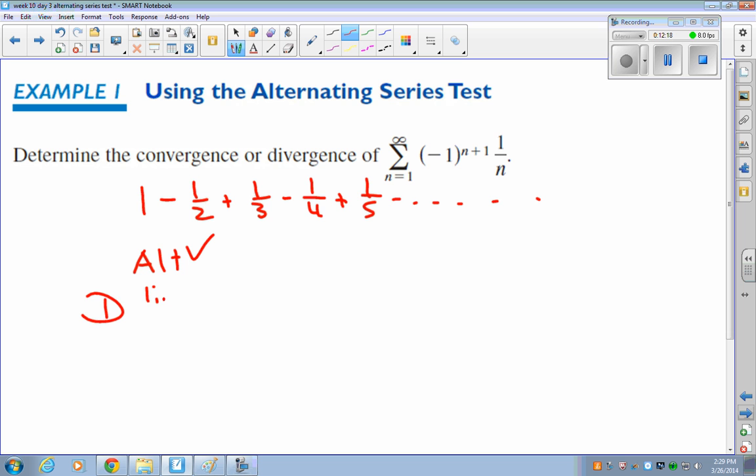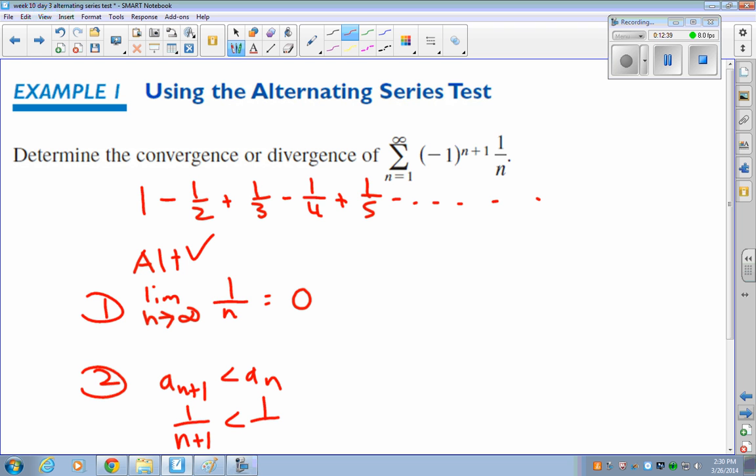First condition, what's the limit as n goes to infinity of 1 over n? Notice, I'm not worried about the alternating part, just the core part. That goes to 0. Good. Next thing is, is the next guy always smaller than the first guy? Is this smaller than that? Cool. So, did both conditions get met? So what happens to this whole series? It converges by the alternating series test.